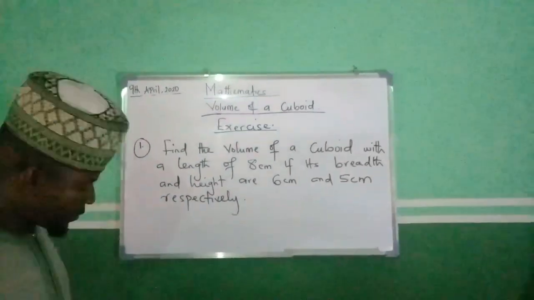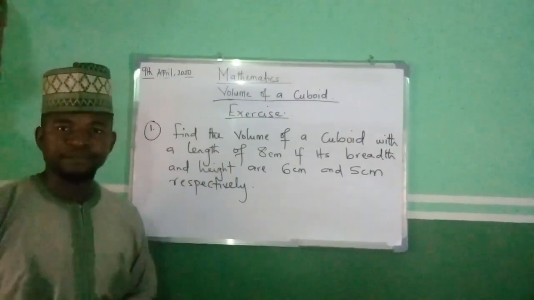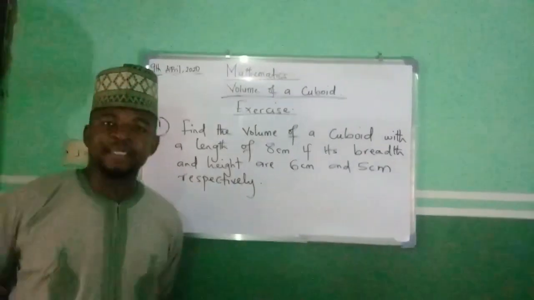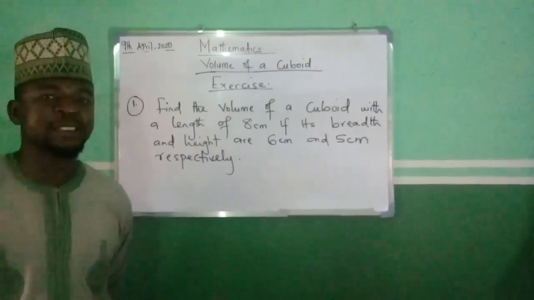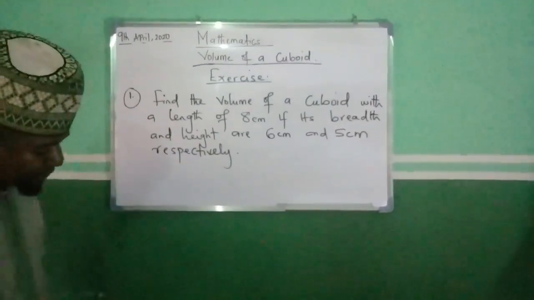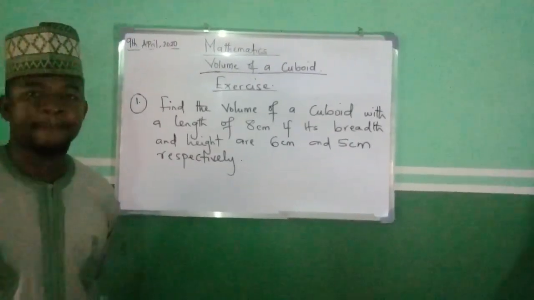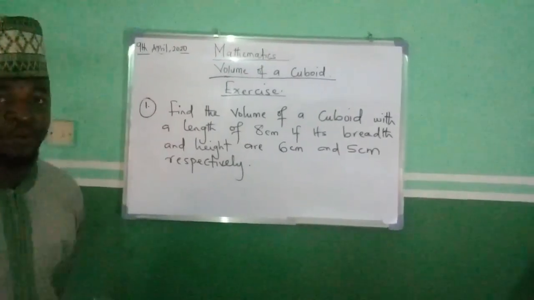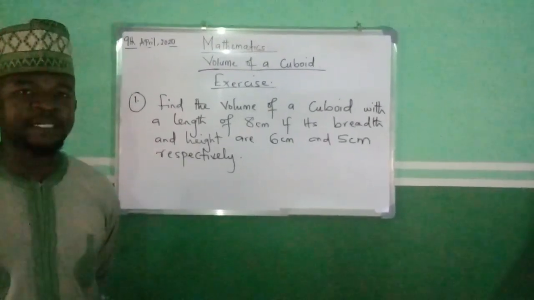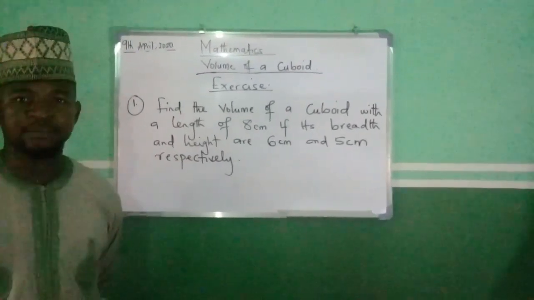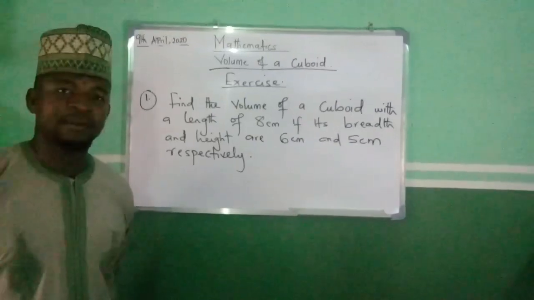For the second question, I think I'm going to dictate. So you write now. The volume of a given cuboid is 80 centimeters cubed. I believe that is taken. If its height is 4 centimeters, find the base area.